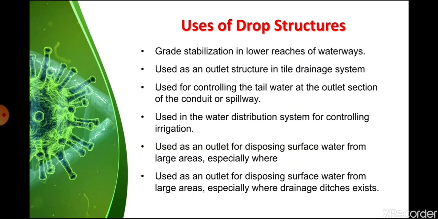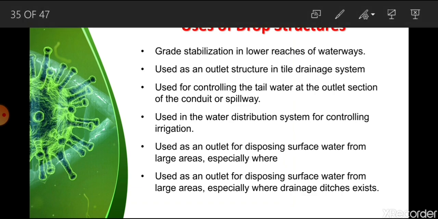Now the use of such structures: since it is passing a controlled amount of flow into the downstream area, irrigation could be controlled. See, irrigation could be controlled and it is used as an outlet for larger surface, for larger area, and it also acts as a drainage system.